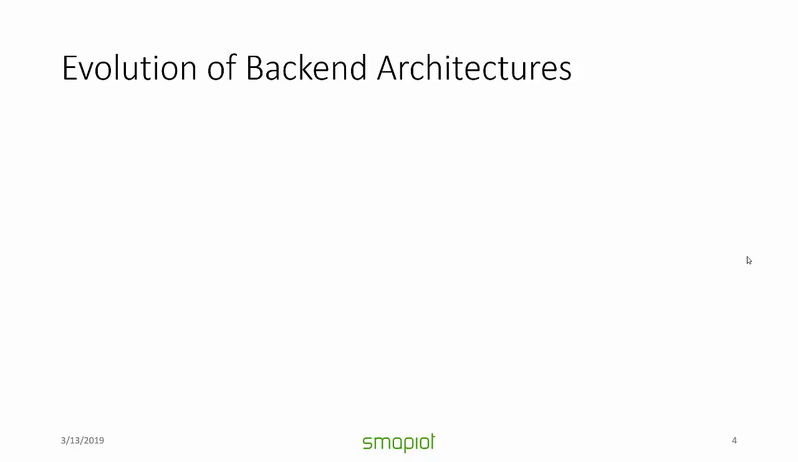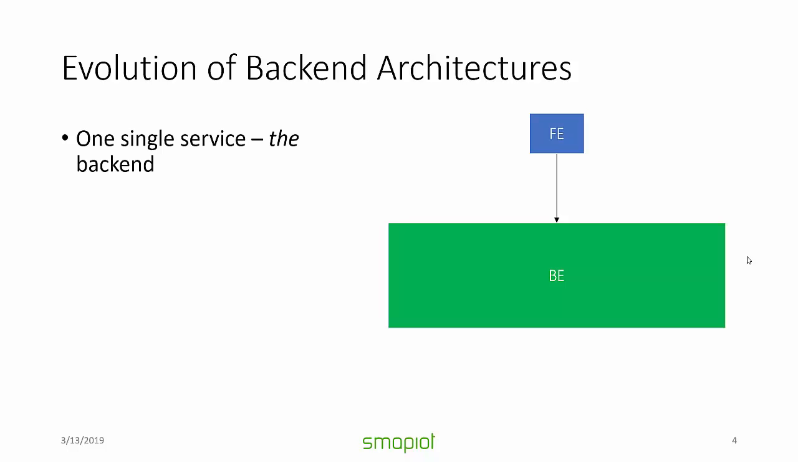If we look at the evolution of backend architectures, we of course start with our classic monolith. We have a single service, the backend. Maybe this backend already renders some websites. Maybe this backend already exposes some APIs. But this backend really comes in form of, let's say, one giant code base that's just sitting on a big machine.